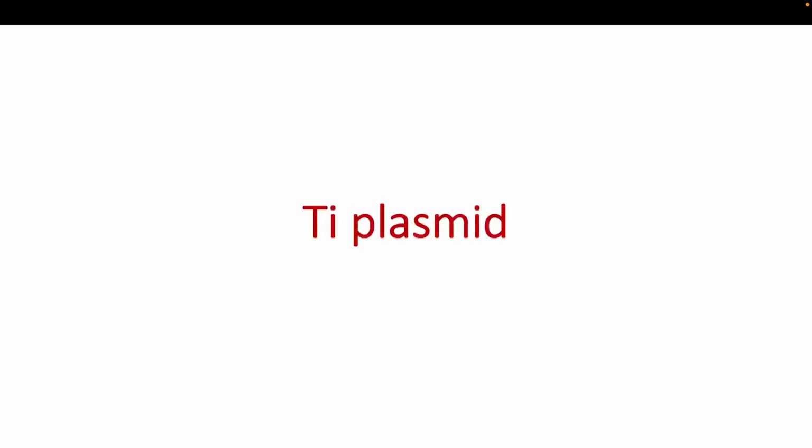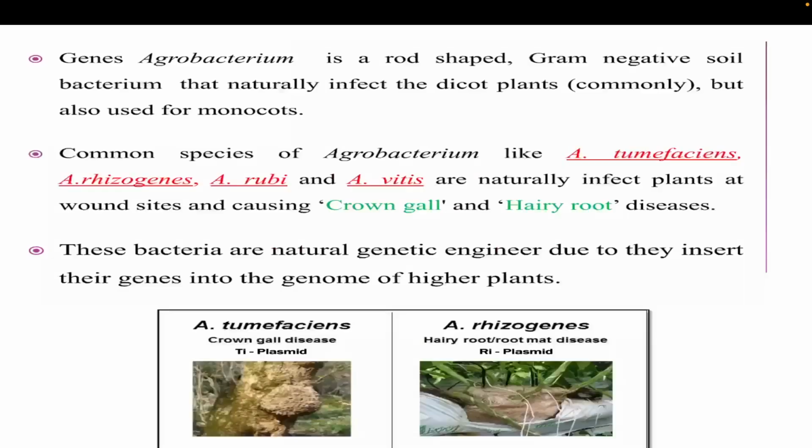So today we will discuss the TI plasmid. Before going into the TI plasmid, I will give a brief introduction to Agrobacterium tumefaciens, which is the host of the TI plasmid. Agrobacterium tumefaciens is a rod-shaped, gram-negative soil bacterium that naturally infects dicot plants.